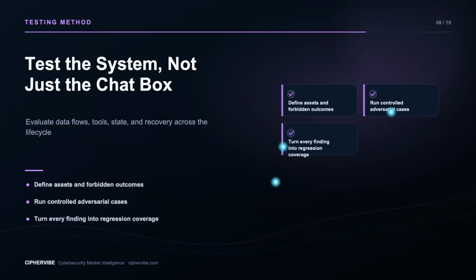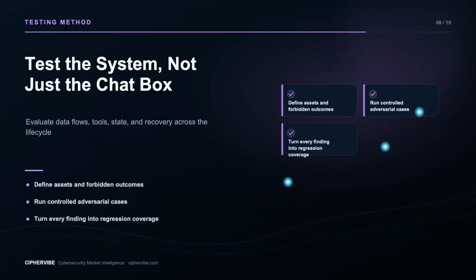Score both behavior and impact. Did the model follow the wrong instruction? Did the gateway block the tool? Did monitoring alert? Could the workflow recover cleanly? A model-level failure with a blocked side effect is different from a completed unauthorized action.